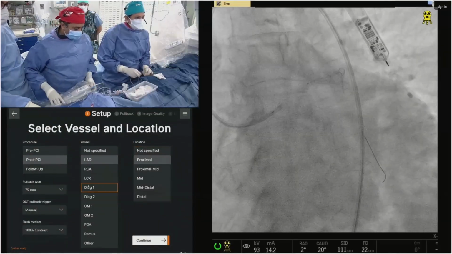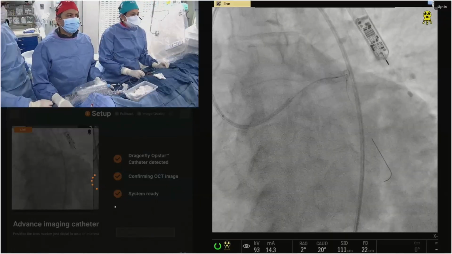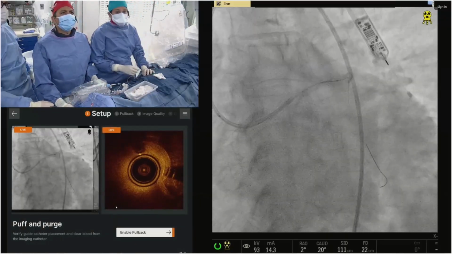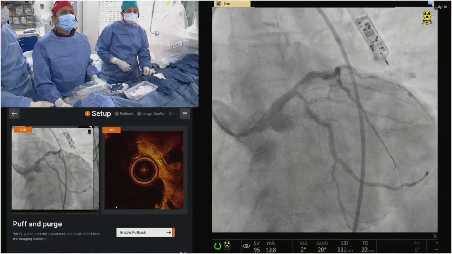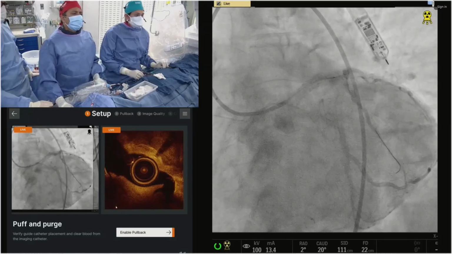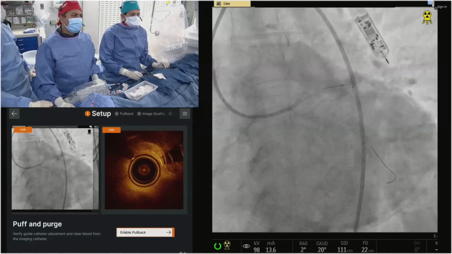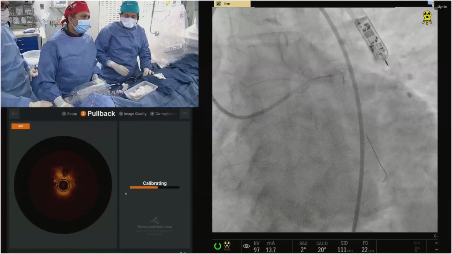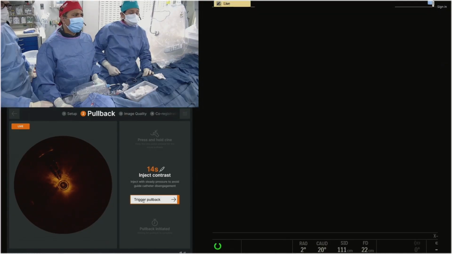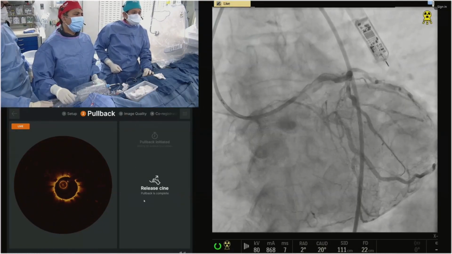Okay, second run of OCT. Can you check the pullback again? Good clearance. One second. They have dye. Okay, start cleaning. Bleeding. I think we have a dissection. Yeah, the cine, dissection, inject. Yeah, good. Big dissection.